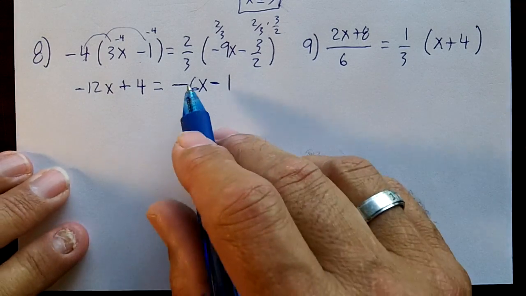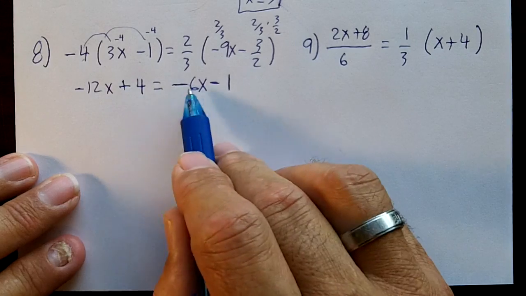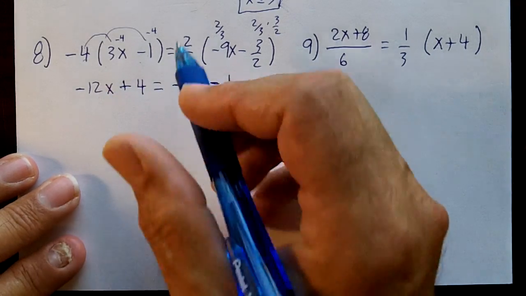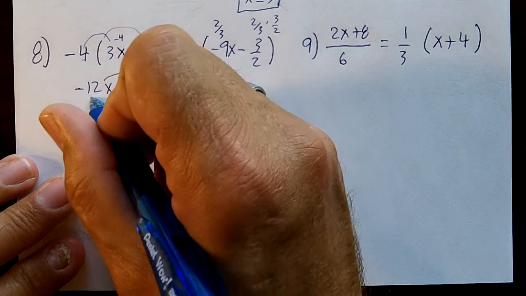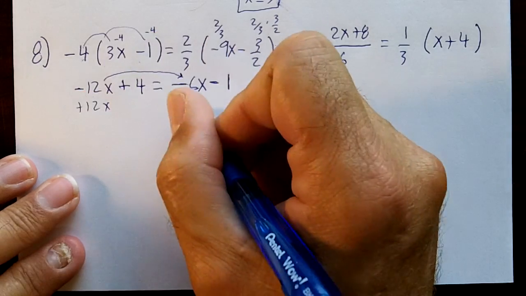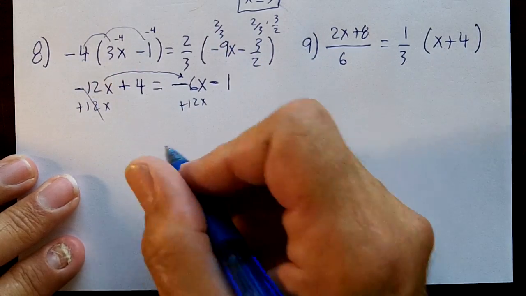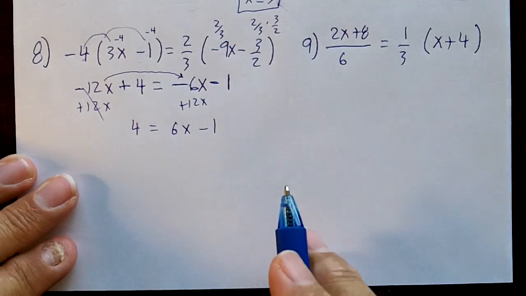Okay, now then, I'm going to move the smallest x. What x is smaller, -12 or -6? If I move the -12 over here, I'm going to end up with a positive x. So I'm going to move this -12 and combine it to the 6x. The opposite of -12x is +12x. These are going to eliminate to 0. 4 equals 6x minus 1.